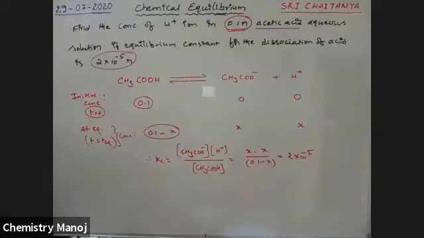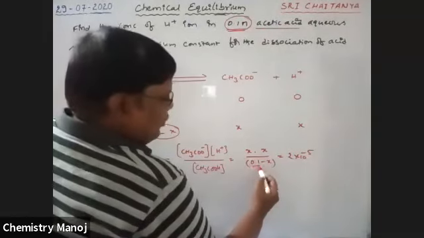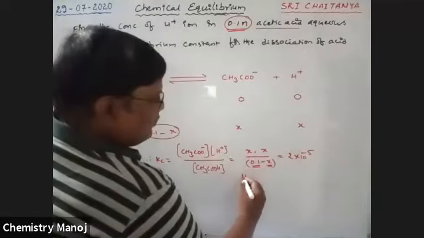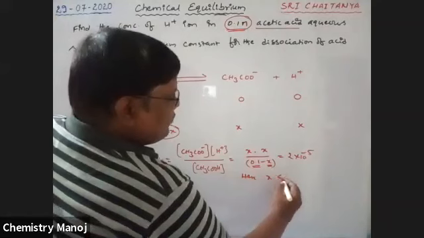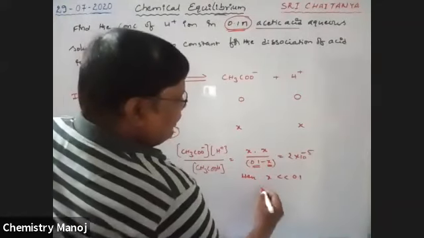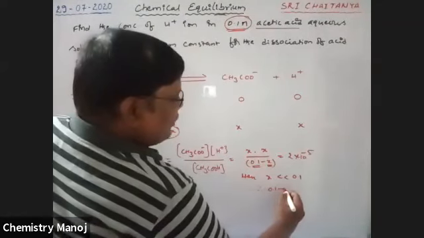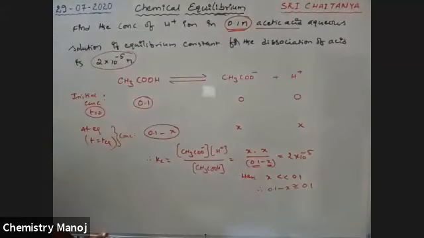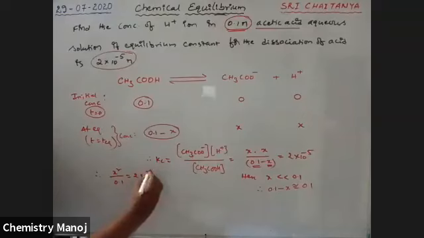Once again, when compared to 0.1, this x value is negligible. So x is much less than 0.1. Therefore, 0.1 minus x, I consider almost equal to 0.1, otherwise the calculation is too difficult. Therefore, x square by 0.1 is equal to 2 into 10 power minus 5.